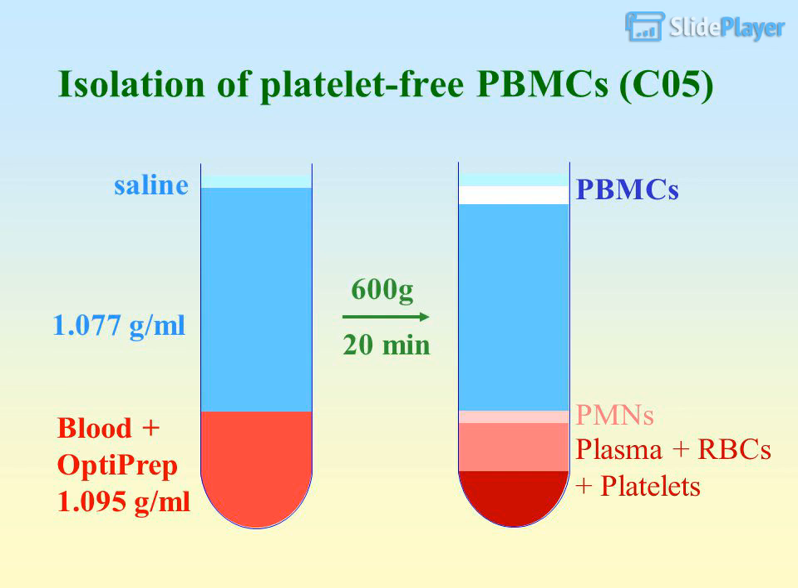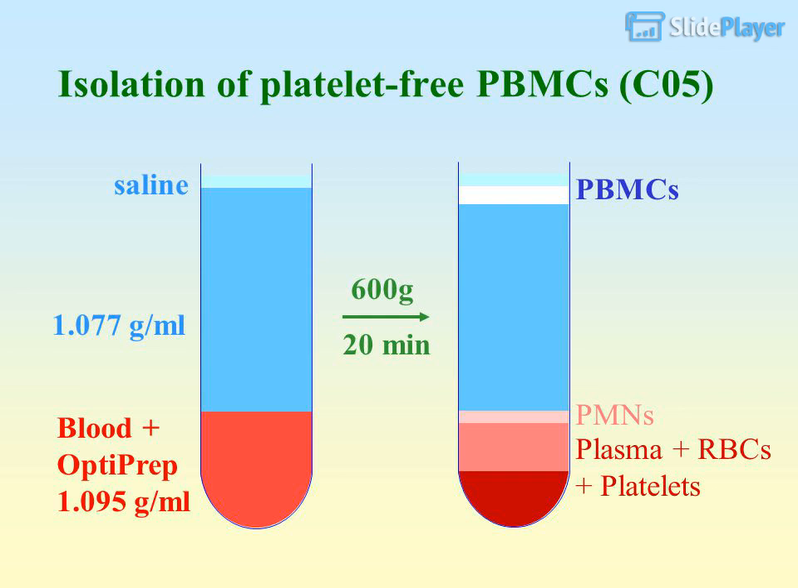1.077 grams/ml. Saline, PBMCs, PMNs, plasma plus RBCs plus platelets. 600 grams, 20 minutes. There is also a one-step flotation strategy for purifying platelet-free PBMCs from whole human blood. Blood is mixed with OptiPrep to raise the density of the plasma to approximately 1.095 grams/ml.